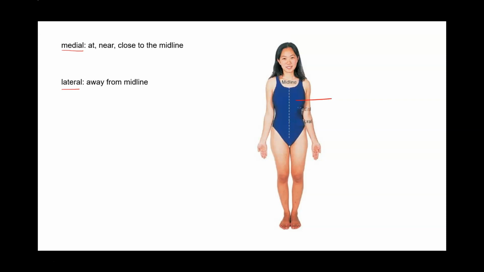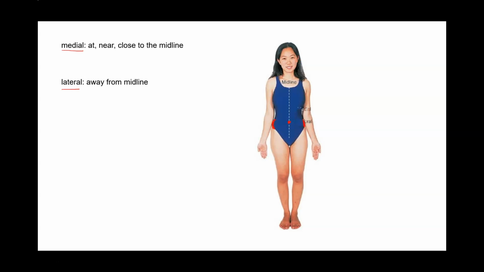The word medial refers to something that is at, near, or close to the midline. Right? Whereas the word lateral means away from the midline. Okay? So you could say, for example, your ears are lateral to your nose, or your belly button is medial to your hip bones. Okay?